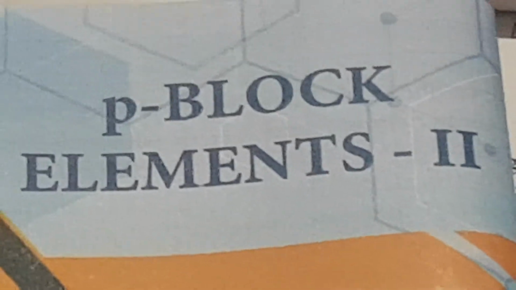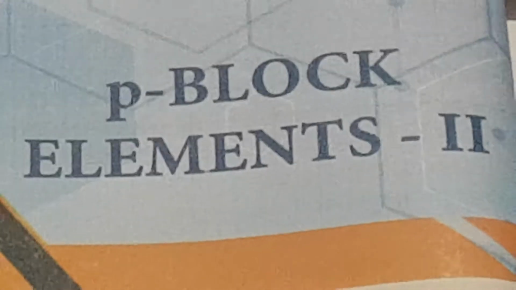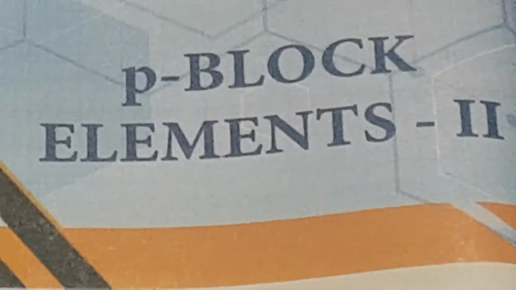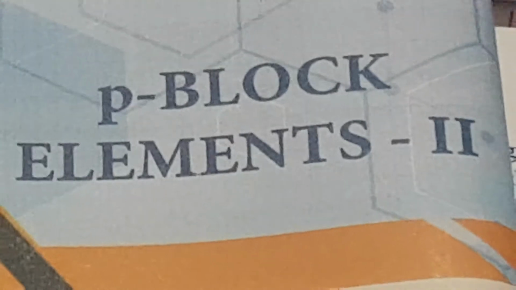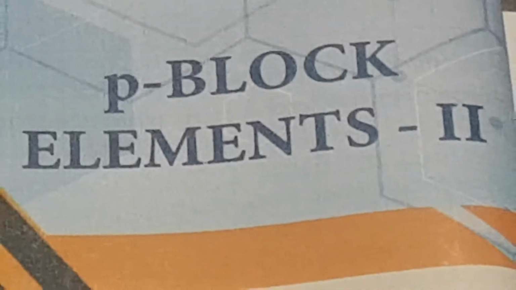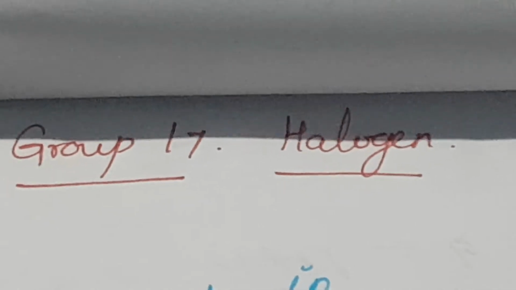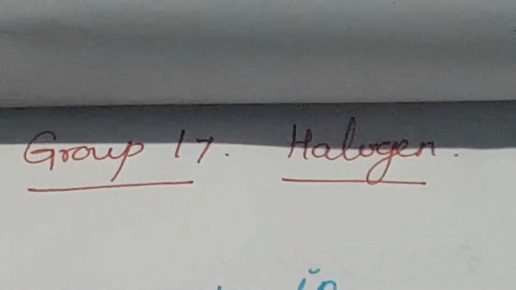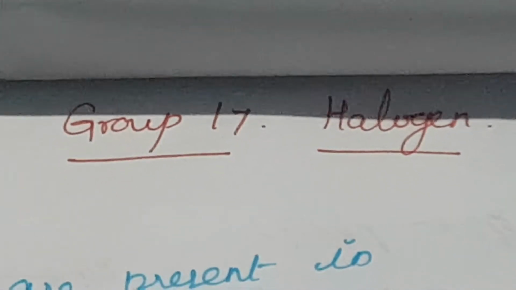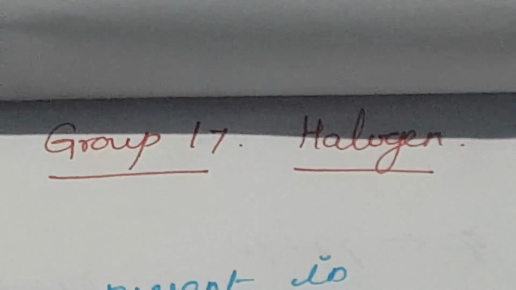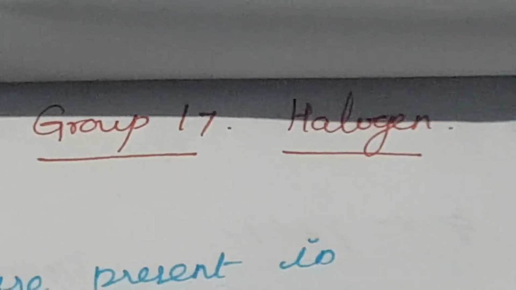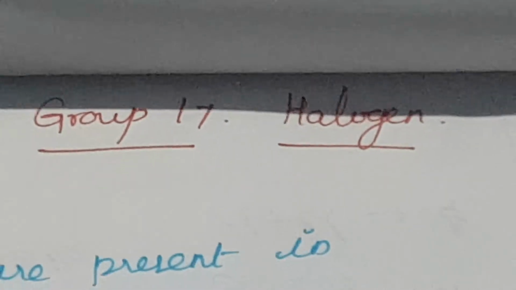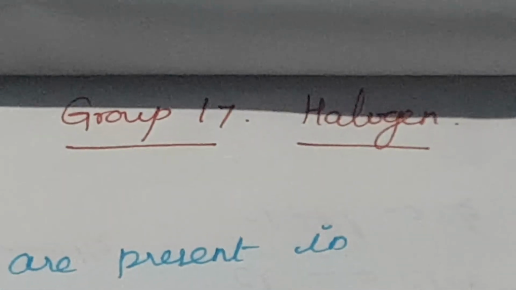I hope everyone is fine. Before the unit test, we completed the unit 3 lesson topic, p block elements 2. In the previous video we studied the sulfur, the 15th group nitrogen group, the 16th group oxygen group, and then the study of the 17th group, that is the halogen family. Before that we studied the oxo acids of sulfur. Last video we studied the structure of oxo acids of sulfur. These are all we studied before the unit test.